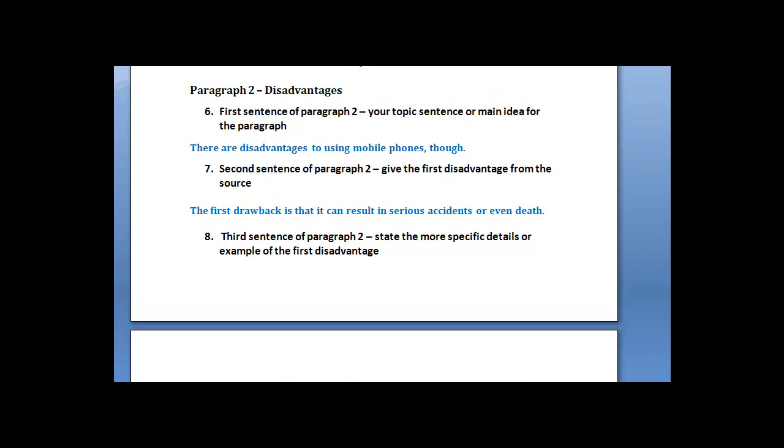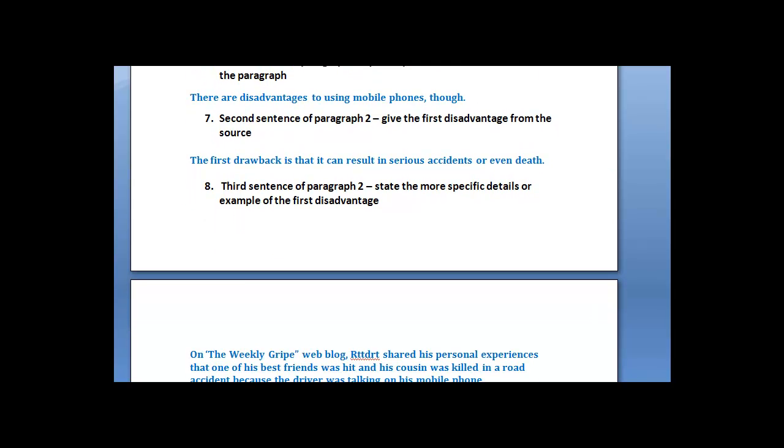So we go on to the second paragraph, which focuses on disadvantages. In the first sentence of the second paragraph, you're going to explain the topic sentence or the main idea. Here you can write it in a simple way as follows: There are disadvantages to using mobile phones, though. For the other four sentences in paragraph 2, we simply repeat the routine that we used in paragraph 1, which means we state a general idea, then give a specific example. State a general idea, give a specific example.